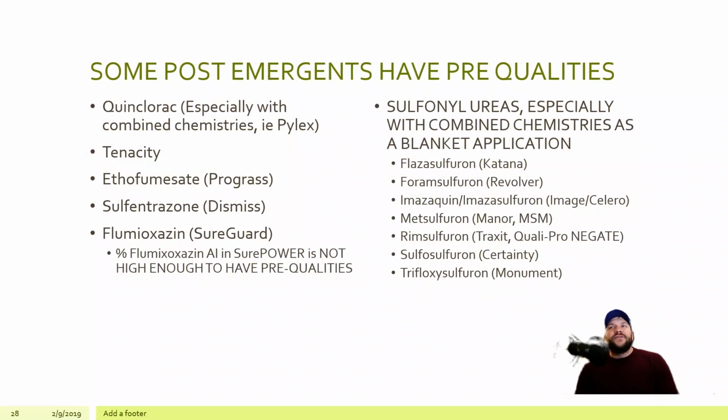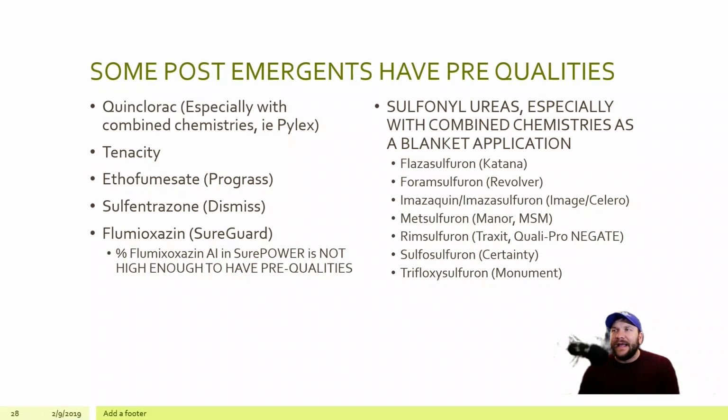Some post-emergent weed controls have pre-emergent qualities. Quinclorac, especially when combined with something like Pylex, tenacity, ethifumicate, sulfentrazone, SureGuard. One thing to keep in mind is that the percent AI of flumioxazin in SurePower is not high enough to have pre-qualities. Sulfonylureas, especially applied as blanket applications, can have long residuals in soils. Now, if you are in an area where you have higher pH, you will have longer control, longer efficacy. If you have lower acidic pH, you will have less efficacy, less duration.